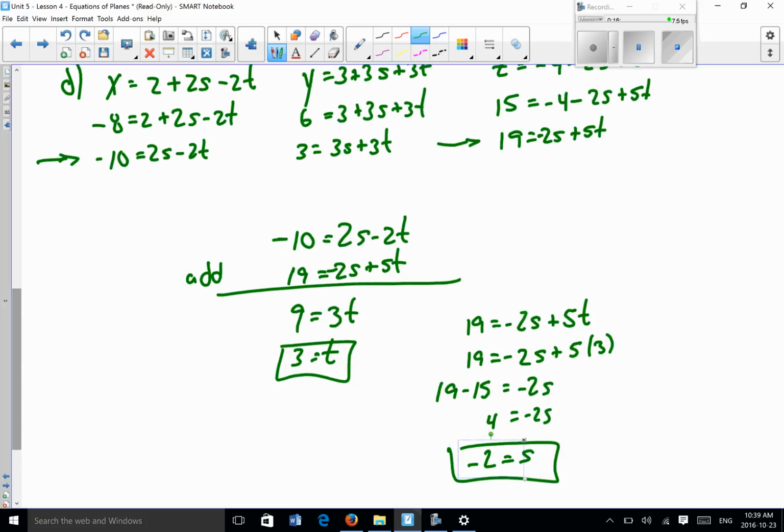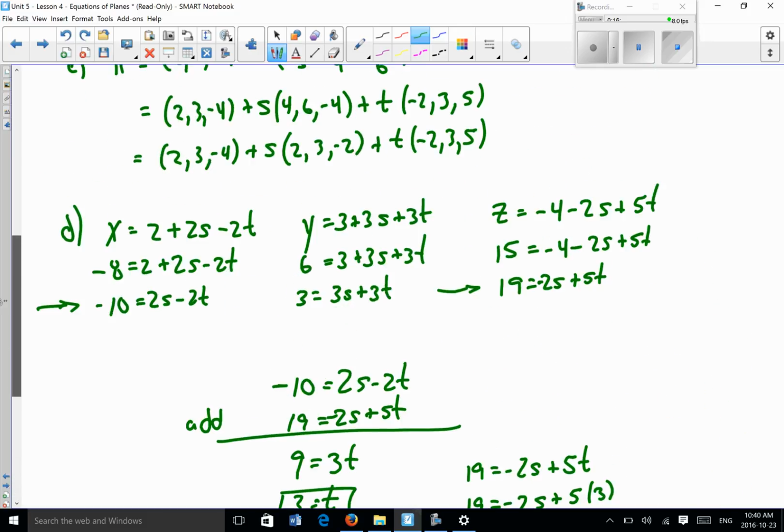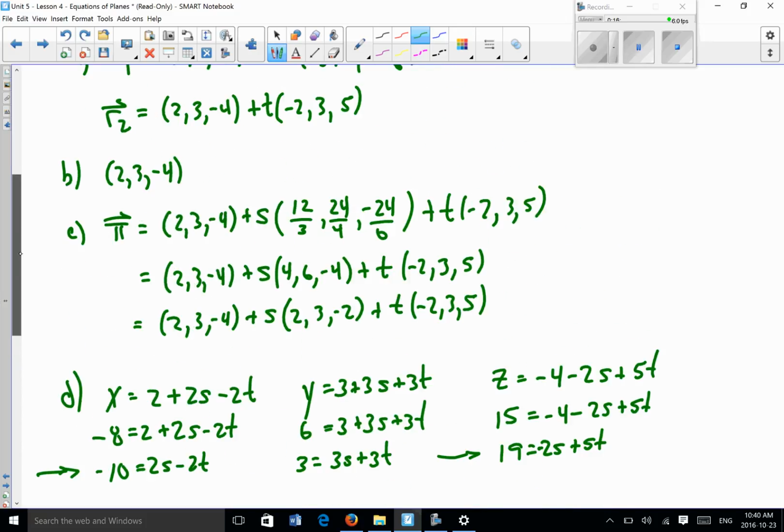How do I check it? I pick the third one. So I check. 3 should equal 3s plus 3t, where we think s is negative 2 and t is 3, and see what happens. So 3 equals negative 6 plus 9. 3 equals 3. So yes, we have the right answer for our parametric values. Okay, last part of this.